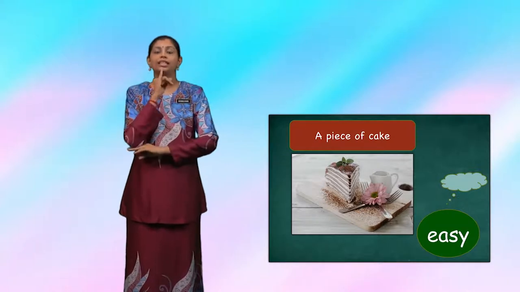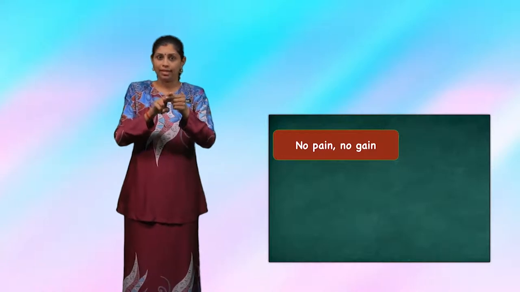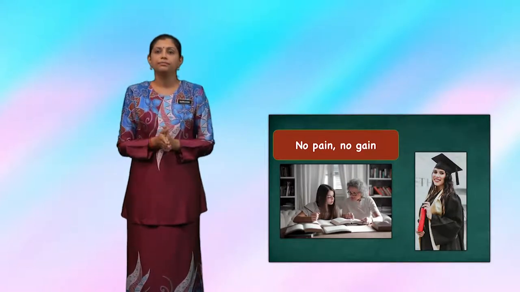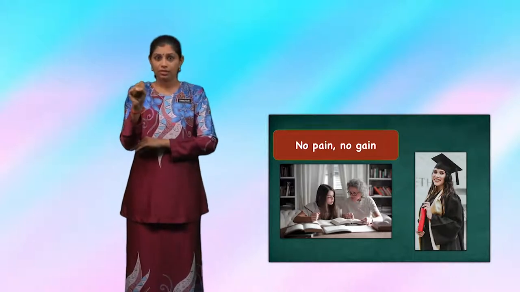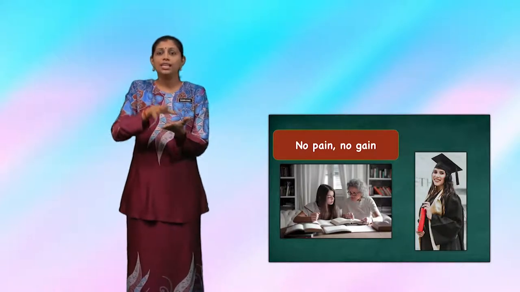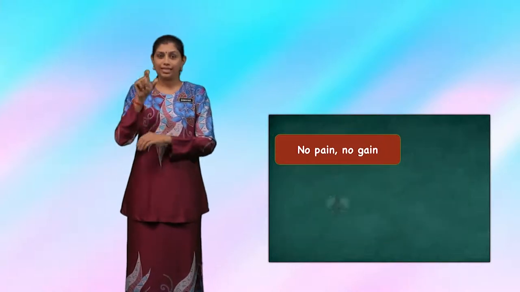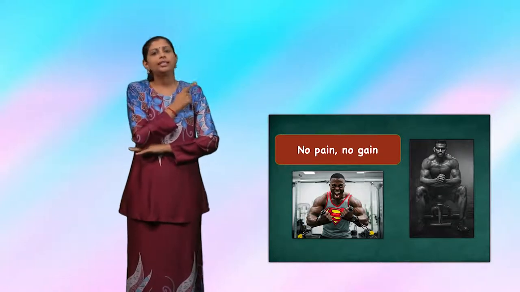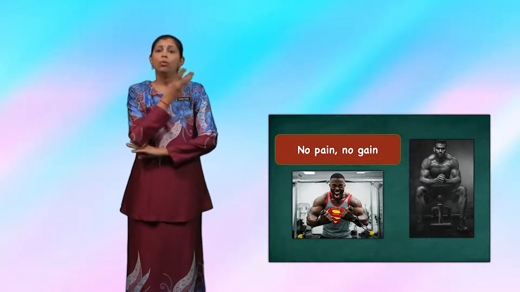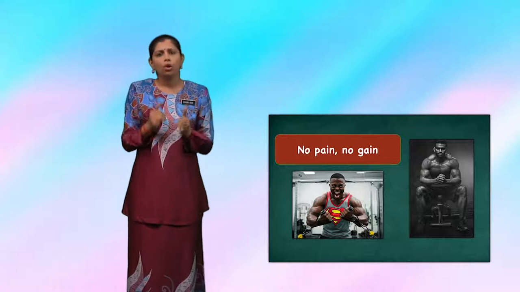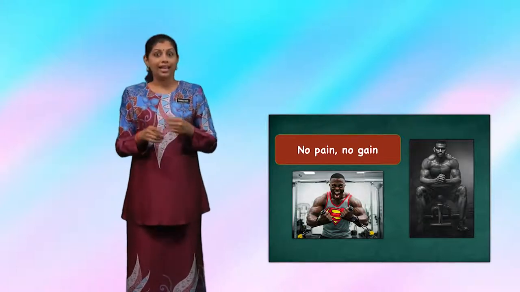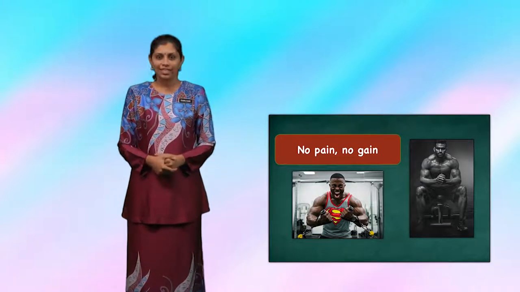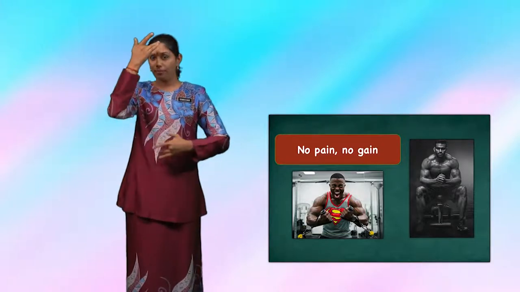The next proverb is no pain, no gain. This means we must work hard to achieve success. For example, to get an A for your exams, what can you do? You should study more, hard work. Also, to build muscles. Can we just sit at home and be lazy? No, can't, right? We must do exercise, which may cause pain, but after some time, we will have a good physique. So, these are examples of no pain, no gain.